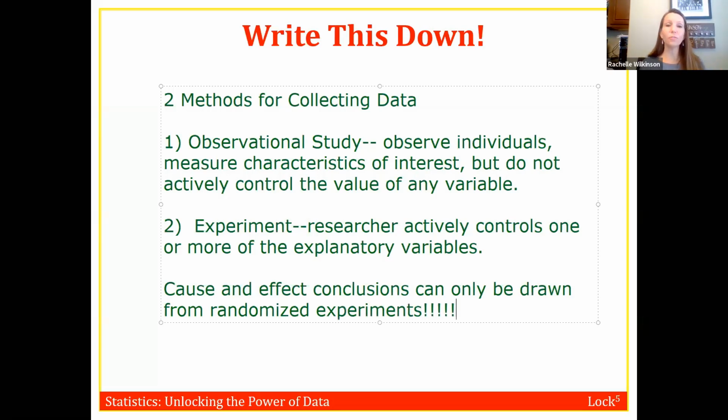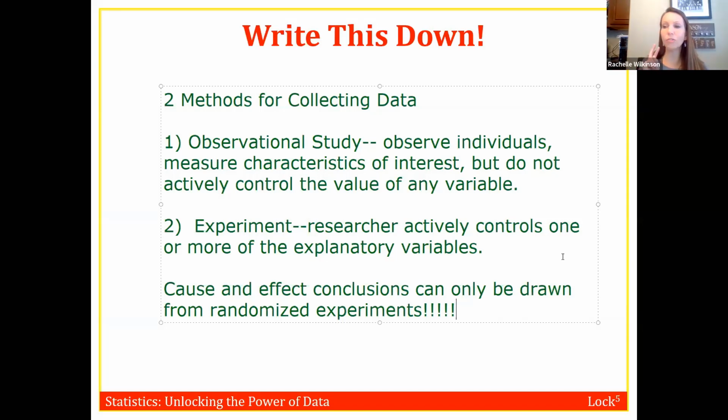Okay, so if you have an observational study, you can't draw a cause and effect conclusion. You just can't draw a cause and effect conclusion from an observational study because you're going to have so much confounding going on. Whereas in an experiment, because we're controlling the values of the variables, we're going to eliminate that confounding variable.